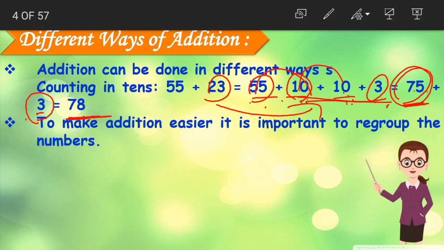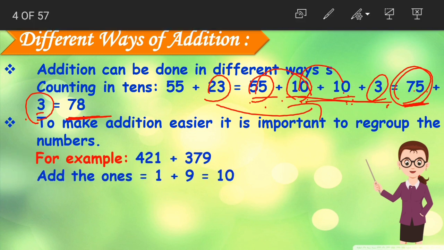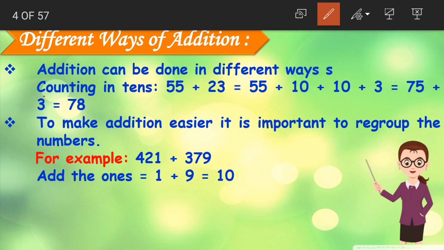To make addition easier, it is important to regroup the numbers. For example, 421 plus 379. Now this was one way, right? We counted in tens. Now here we are regrouping the numbers. How? For example, we have these two numbers 421 and 379. Okay children? And how do we start adding? We start adding from the ones place.